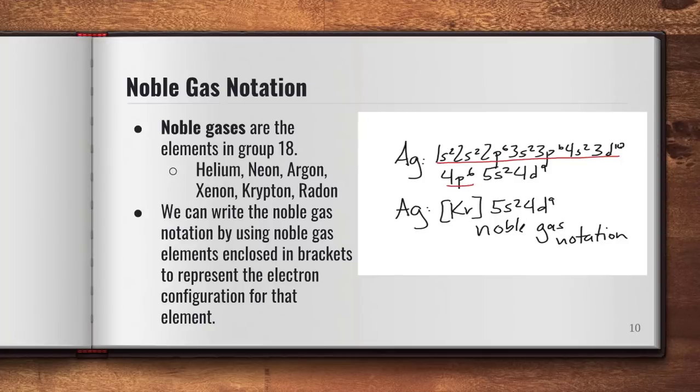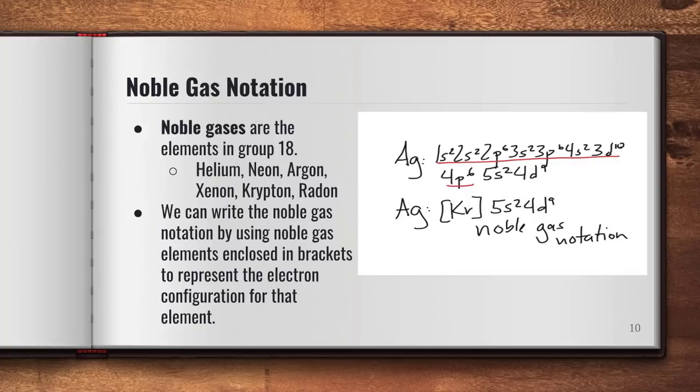Now, when we start getting into larger electron configurations, it can be quite cumbersome to write them out. So to simplify that, we actually use what's known as the noble gas notation. Noble gases are elements in group number 18. So they're the ones on the far right-hand side of the periodic table. Things like helium, neon, argon, xenon, krypton, radon, etc. I think there's only one more. I think it's Oganesson, 118, but who uses that?